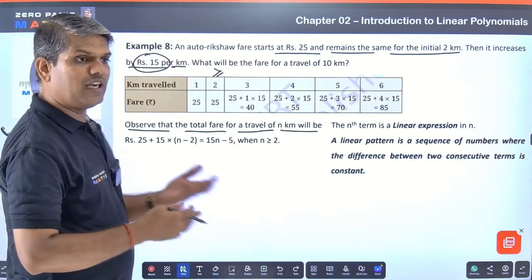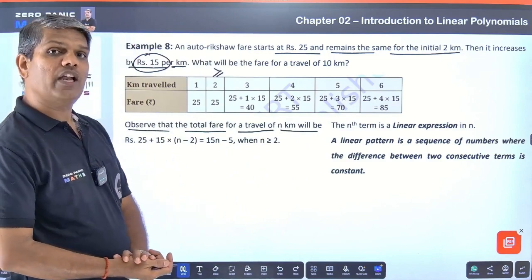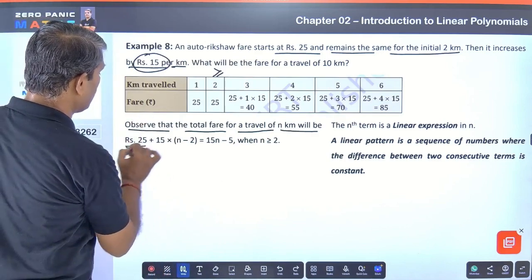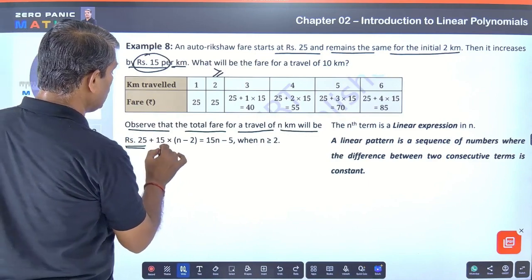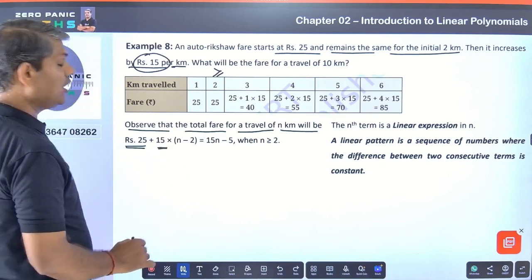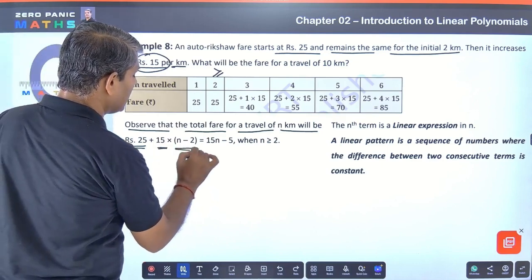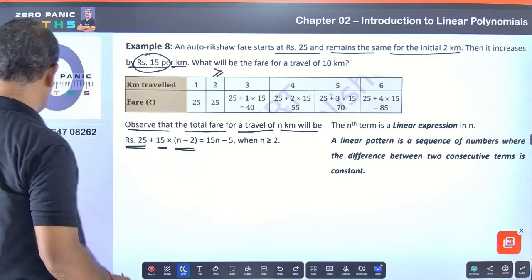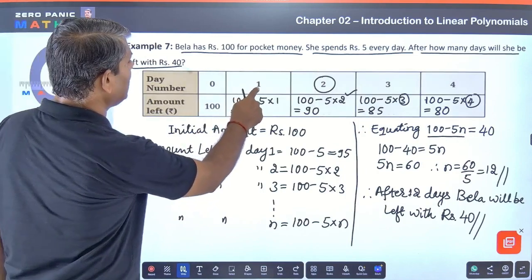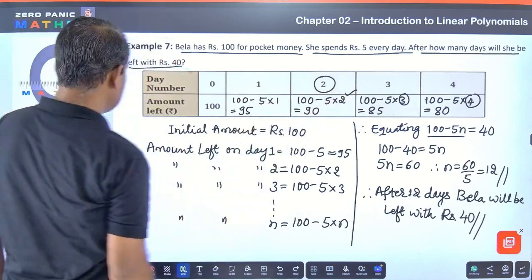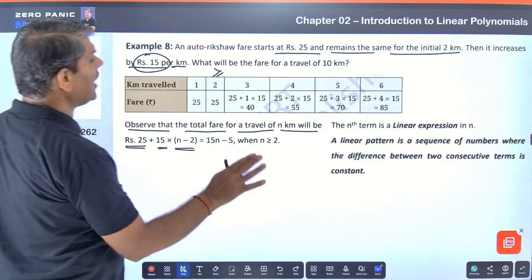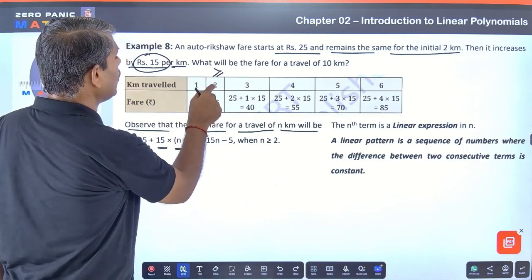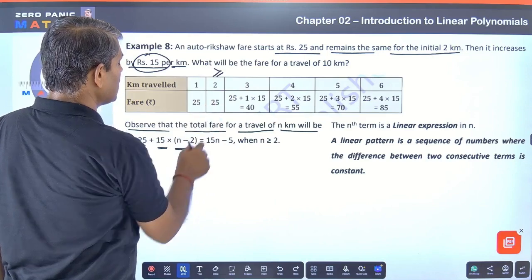So how do we derive the algebraic equation for calculating the fare? The total fare will be the fixed 25 rupees, and to that 25 you add 15 rupees multiplied not directly by n, but by n minus 2. In the previous example, if you remember, for every stage we were multiplying with the same n only, but here that is not the case. That is the reason I told you this is a little bit different, because for the first 2 kilometers traveled the fare remains the same.